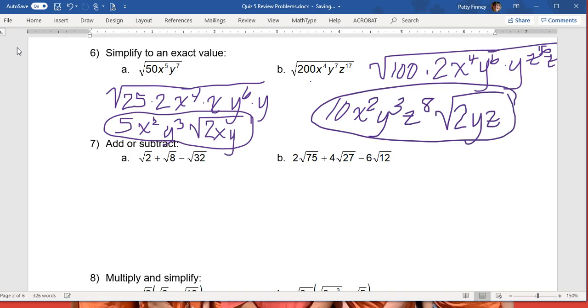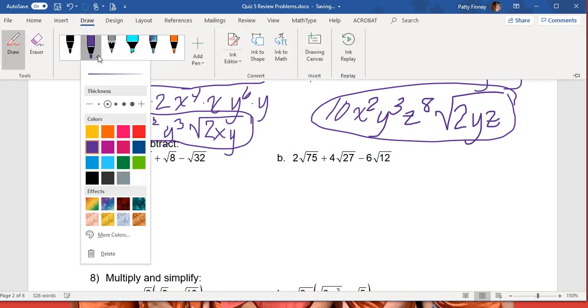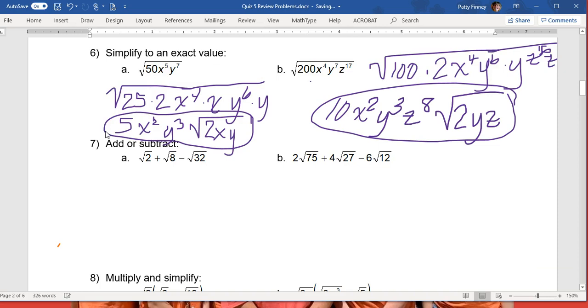Alright, so now we're going to add and subtract. When we add or subtract here, we want to make sure that we have the same radical symbols. So none of these have the same radicals. However, the square root of 8 can be changed to the square root of 4 times 2. So we have the square root of 2 plus, and then that gives us 2 square roots of 2. So we have 2 square roots of 2.